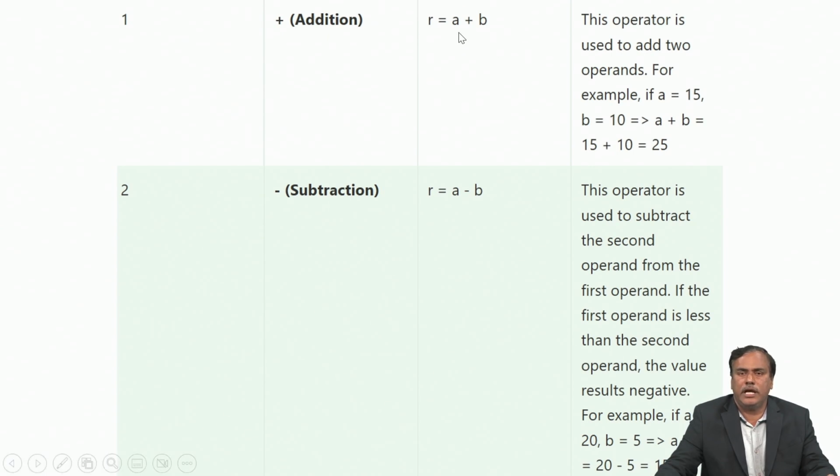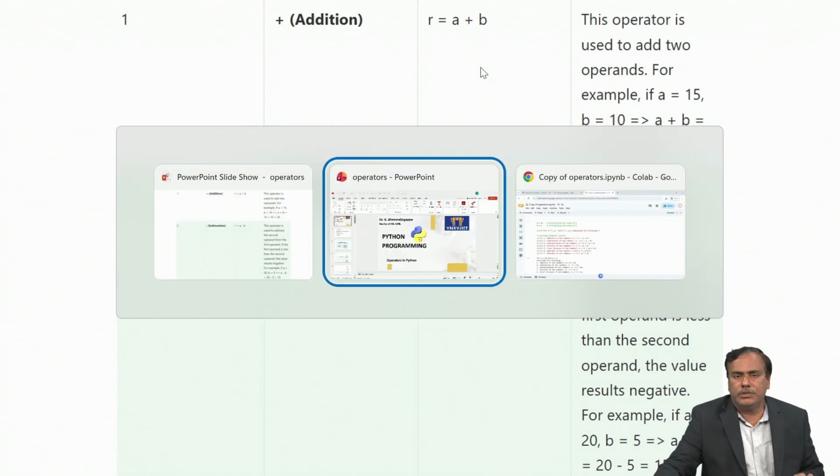For example, here A and B are two operands. Between these two operands, we have the addition operation, that is plus. If the values of A and B are, say, 15 and 10 respectively, then on adding, the result becomes 25, and that 25 will be assigned to R. So let us execute this.